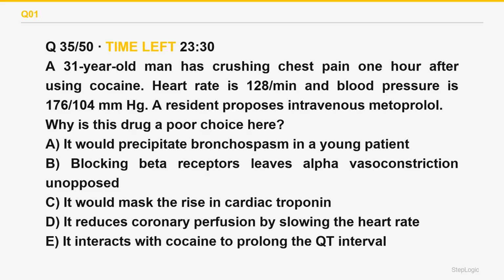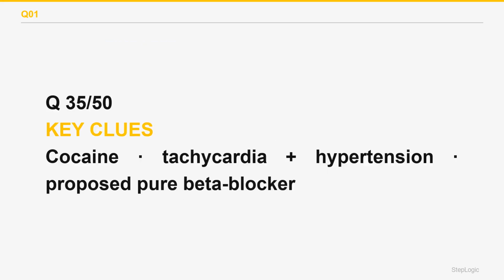Read the command: why is the beta blocker a poor choice? Cocaine stimulates both adrenergic receptor families, and blocking only one of them has a predictable consequence. Cocaine blocks catecholamine reuptake, so both alpha and beta receptors are stimulated. Beta stimulation raises heart rate and contractility. Alpha stimulation constricts vessels, including the coronary arteries.